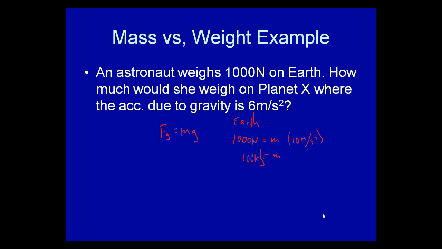Now, if we go to planet X, the force on X is equal to m times the g on X. Her mass doesn't change, still 100 kilograms. Her new acceleration due to gravity, though, is 6 meters per second squared, so she weighs 600 newtons. Notice how the ratio of 600 to 1,000 is the same as the ratio of 6 to 10.